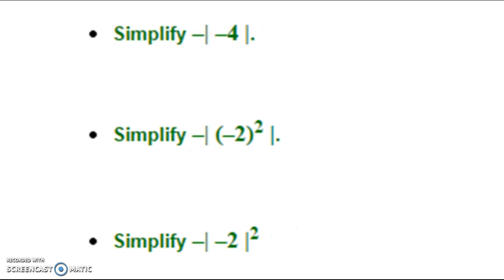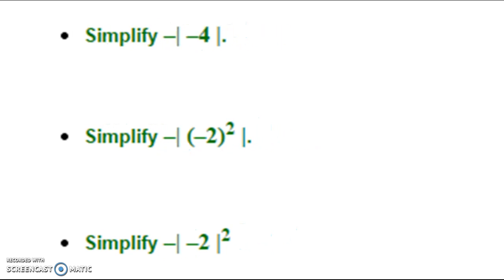All right, so you've got simplifying the opposite of the absolute value of -4. You have to do what's inside first. So the absolute value of -4 is 4, and then you're going to make it negative. So the answer is -4. Try the next two on your own, so hit pause.